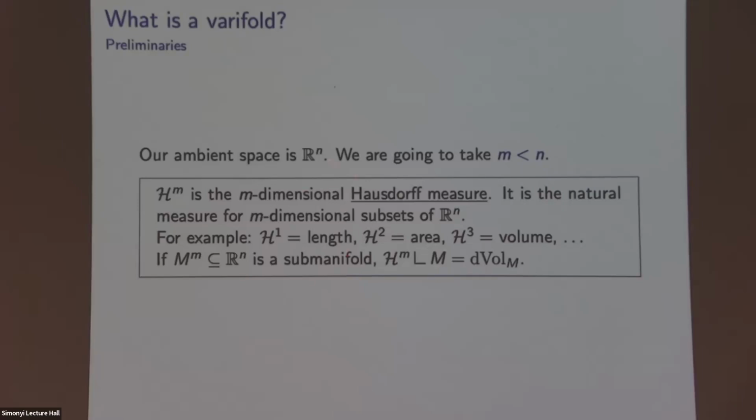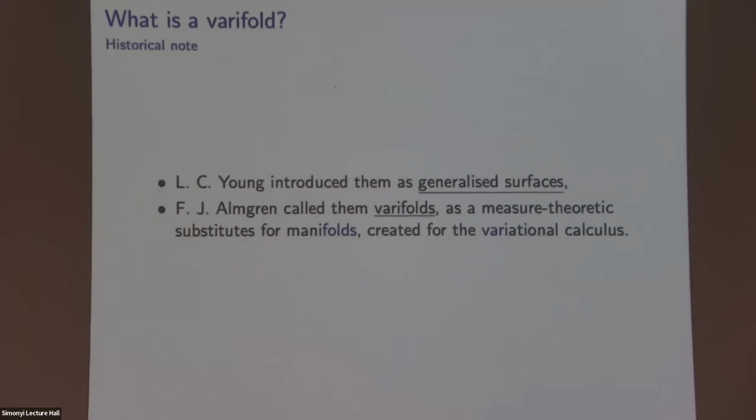Okay, let me just fix the setting. I'm going to work in R^n, the Euclidean space, and take a dimension m that is strictly smaller than n. Before giving the definition of varifold, a brief historical note. First, Young introduced this concept as a generalized surface. And with the definition, we will see that this makes sense, because they are a way to generalize the notion of submanifold. But then Almgren called them varifolds.